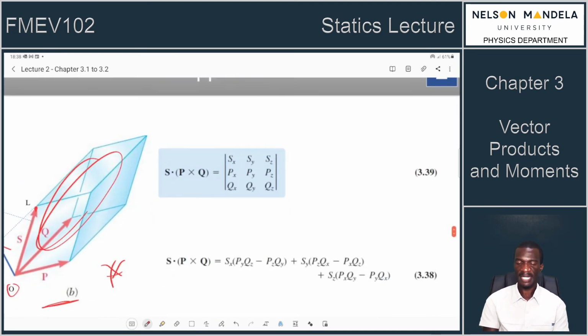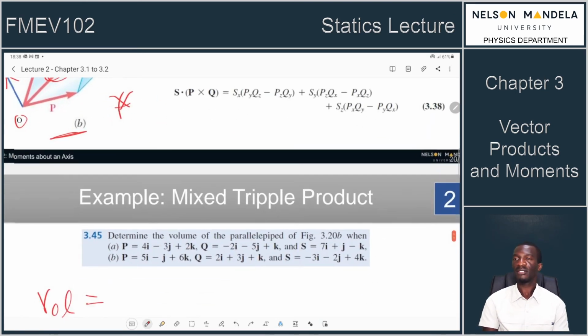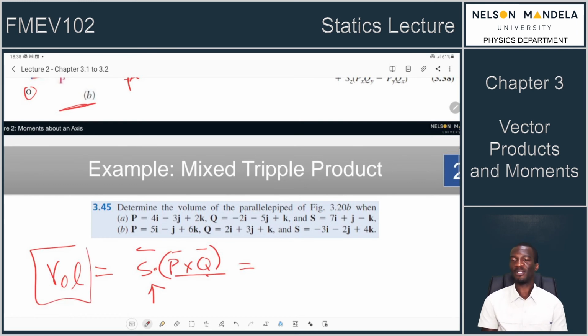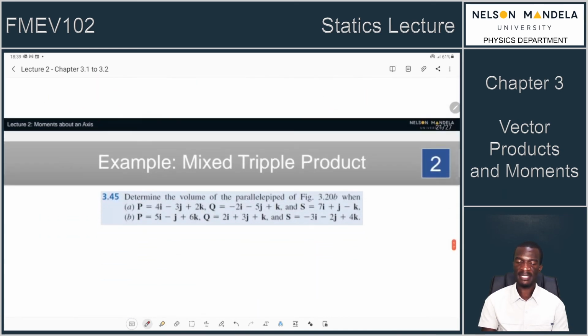So this is where you just extract that equation, your S dot P cross Q, and then you can substitute. Your S is already given, 7I plus J minus K. Your P cross Q is a product that you can calculate from previous principles. The P is 4I minus 3J plus 2K. The Q is minus 2I minus 5J plus K. You use your matrix, you find a vector, you dot product it with S, and you are good to find a scalar value in what? In cubic units. Okay, so that is an example for the mixed triple product.